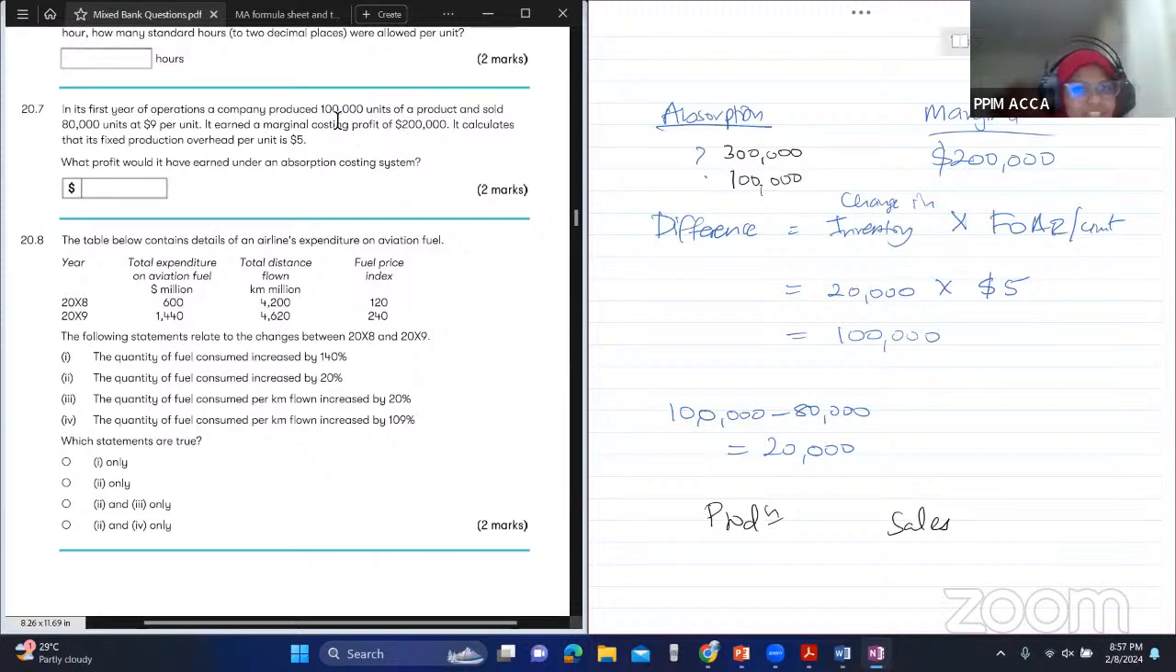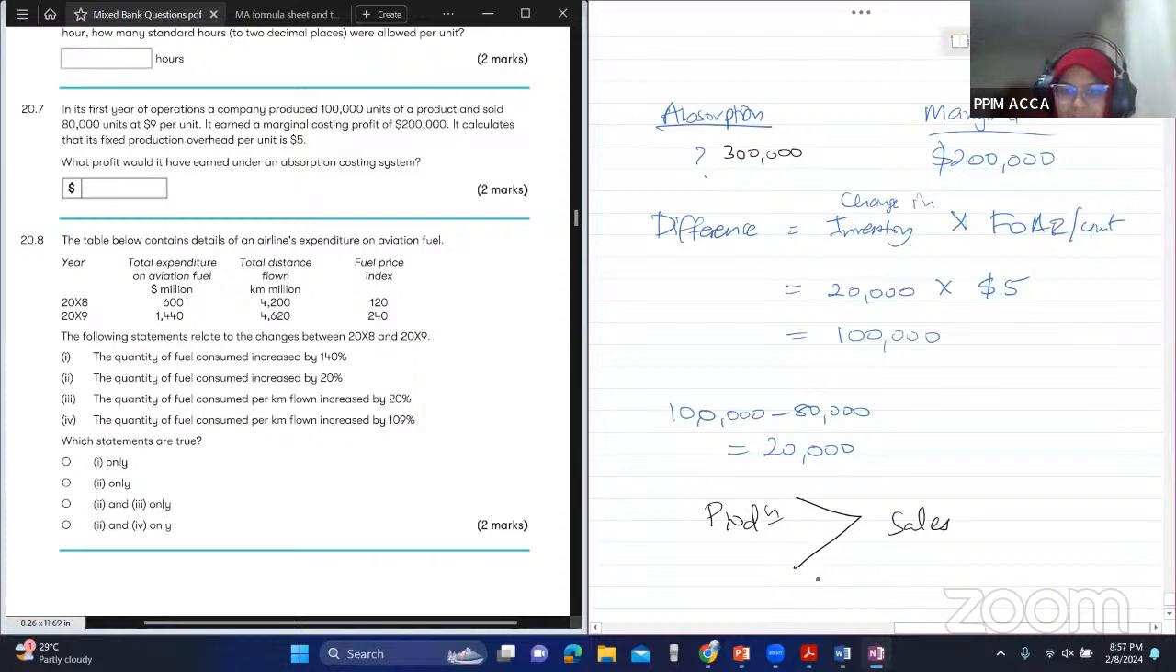If you look, the production is 100,000 and the sales is 80,000. So the production is greater than sales. If you remember, if production is greater than sales, then the inventory is increasing, and in that situation, absorption costing gives the higher profit. So 100,000 means absorption is giving the lower profit. So that can't be the answer. The answer has to be 300,000.